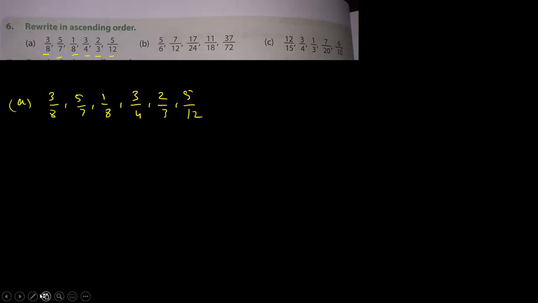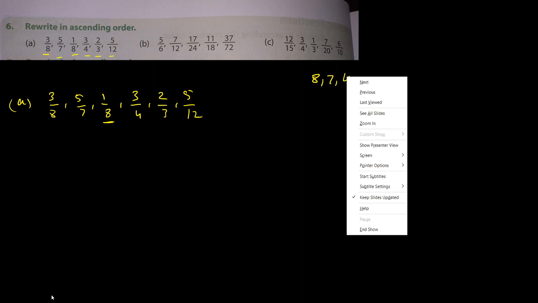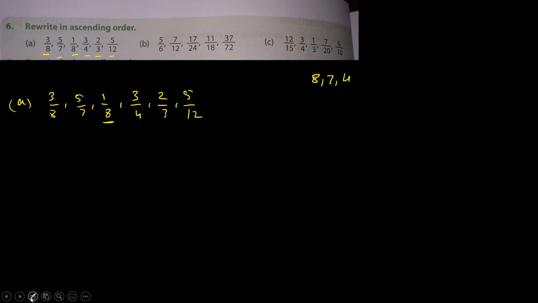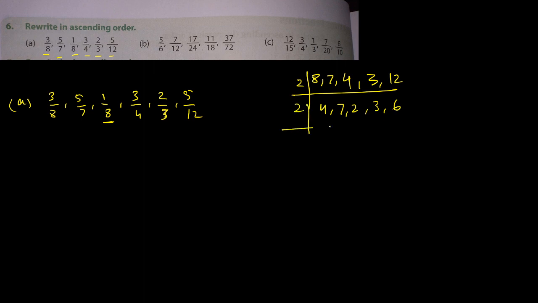In ascending order, what will we do? We will find the LCM of the denominators. So let us find the LCM of 7, 8, 4, 3 and 12. Because 8 is repeated, we will write it only once. So 2 4s are 8, 7 as it is, 2 2s are 4, 3 as it is, 2 6s are 12. Again we will reduce by 2.